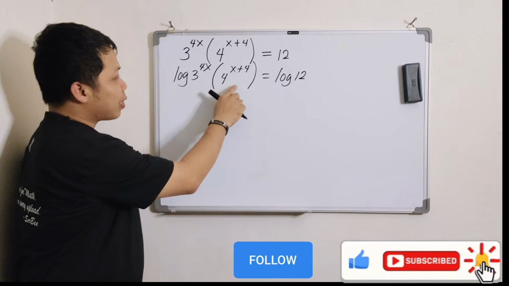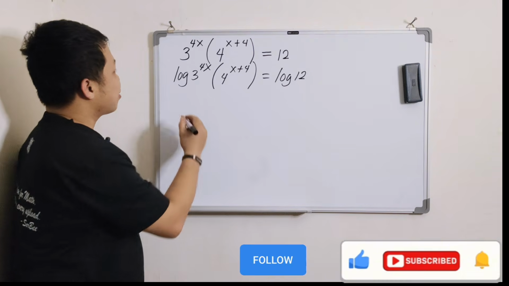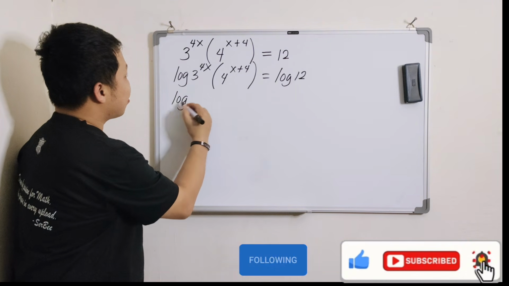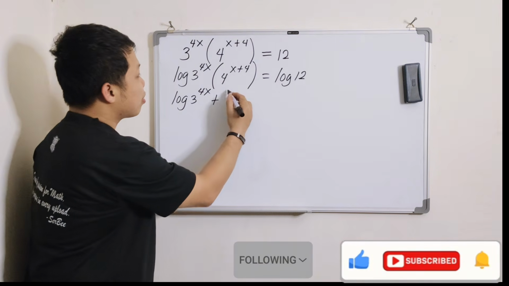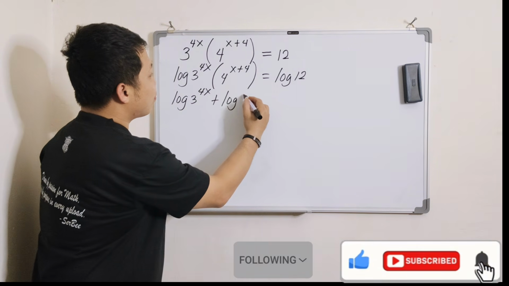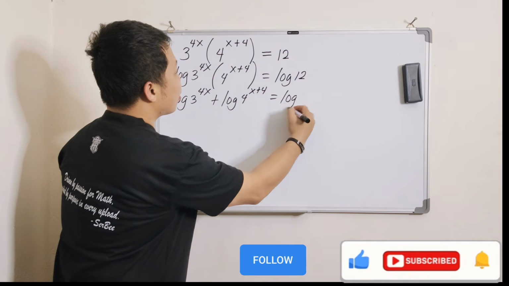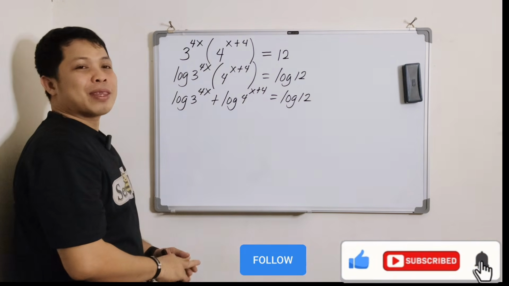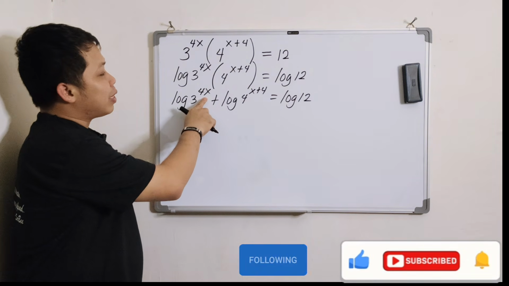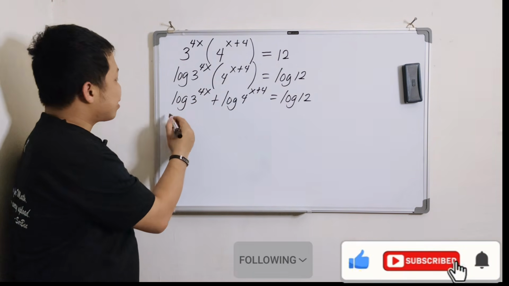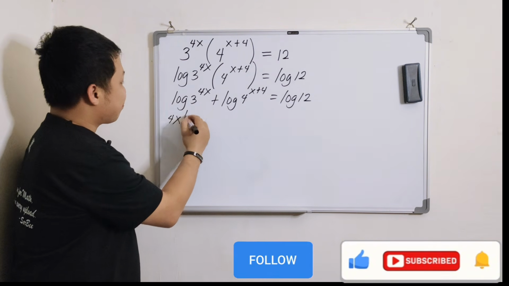The logarithm of the product is the sum of the logarithms. So we have logarithm of 3 raised to 4x plus the logarithm of 4 raised to x plus 4 equals logarithm of 12. Now, another property, we need to bring down 4x and multiply it by the logarithm of 3.